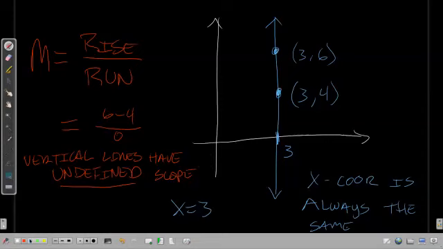Vertical lines have undefined slope. I can see that this line was vertical immediately because the x-coordinates were the same. If the x-coordinates are the same, then it can't do any running.